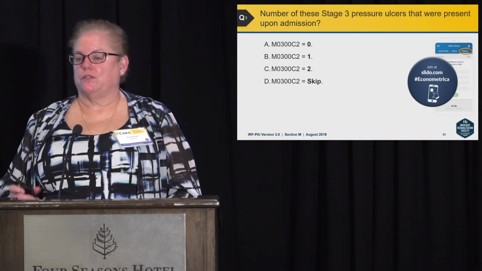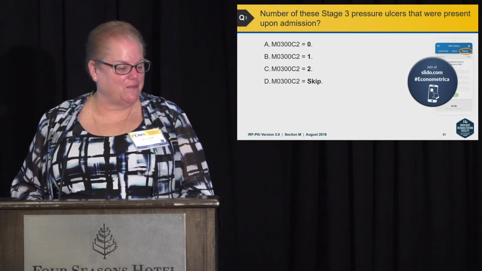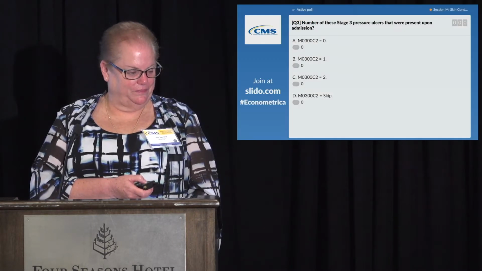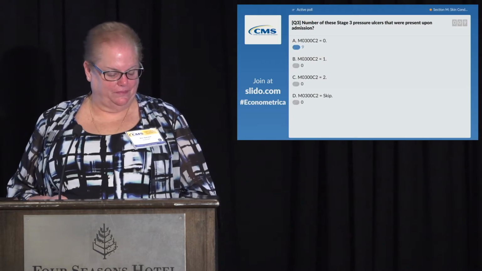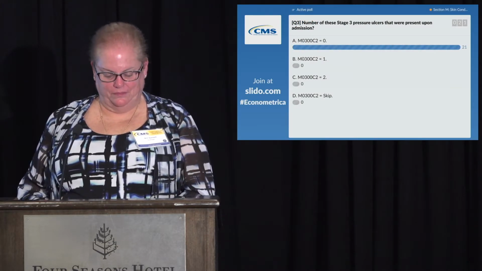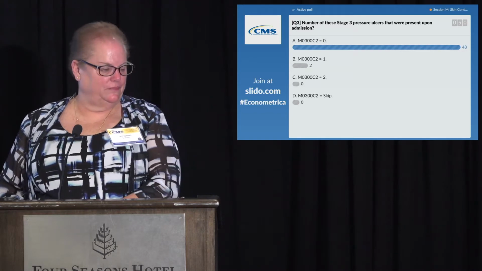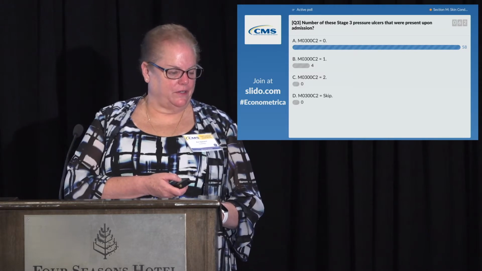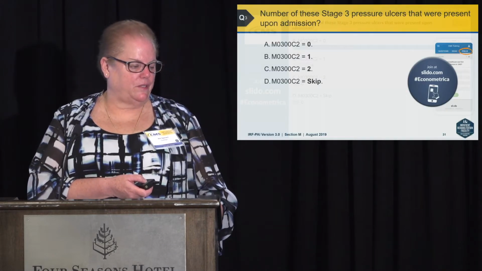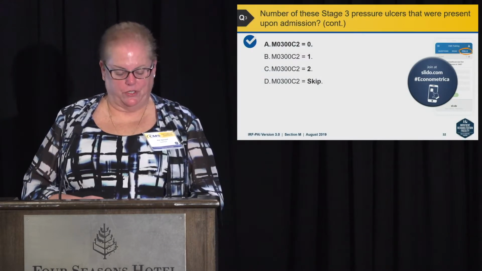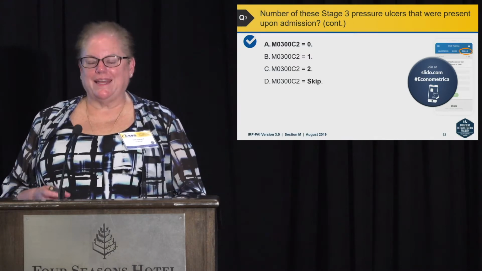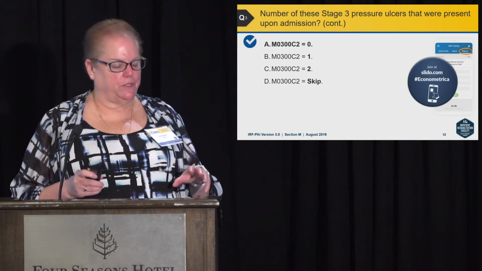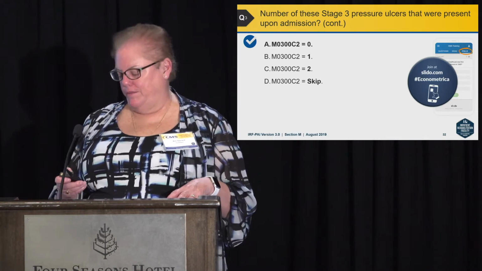Now I gave you the answer to this question. This is how bad I am when I do these. Number of these stage 3 pressure ulcers that were present upon admission. Okay, good. I gave that away. So let's look at the answer. So we would say how many of these were present upon admission? 0. That's where people trip up. That's the question answer issue in this particular coding area of this assessment.